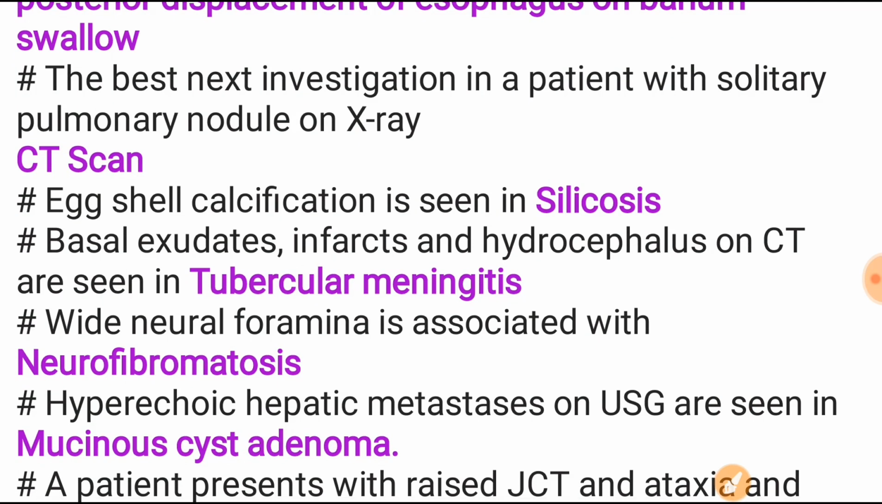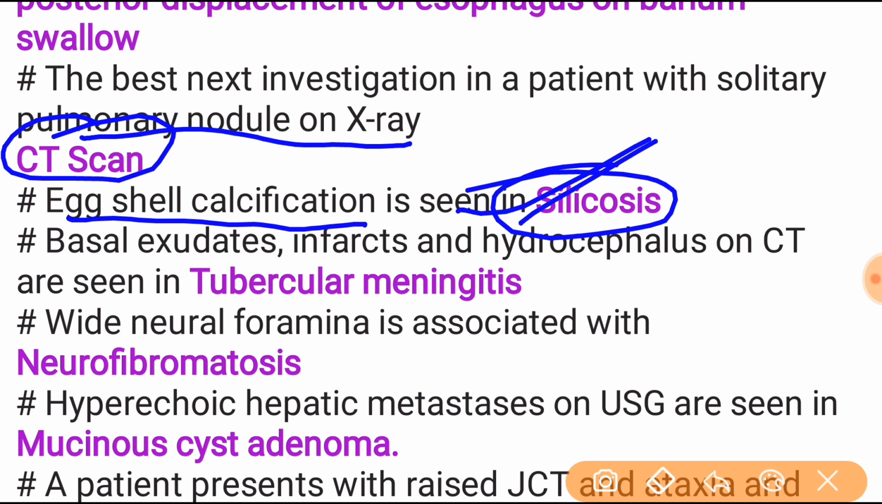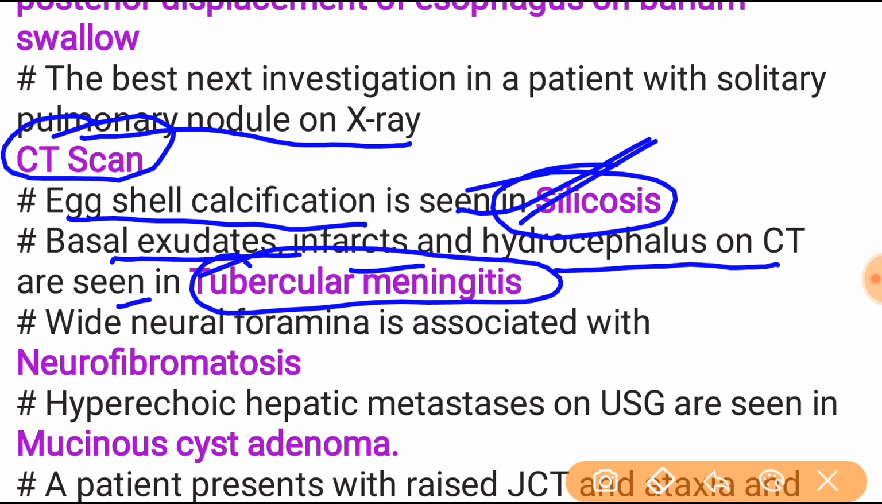Next one is the best next investigation in a patient with solitary pulmonary nodule on X-ray will be CT scan. Eggshell calcification is seen in silicosis. It is the most common answer. Basal exudate, infarct and hydrocephalus on CT are seen in tubercular meningitis. Next, wide neural foramina is associated with neurofibromatosis.